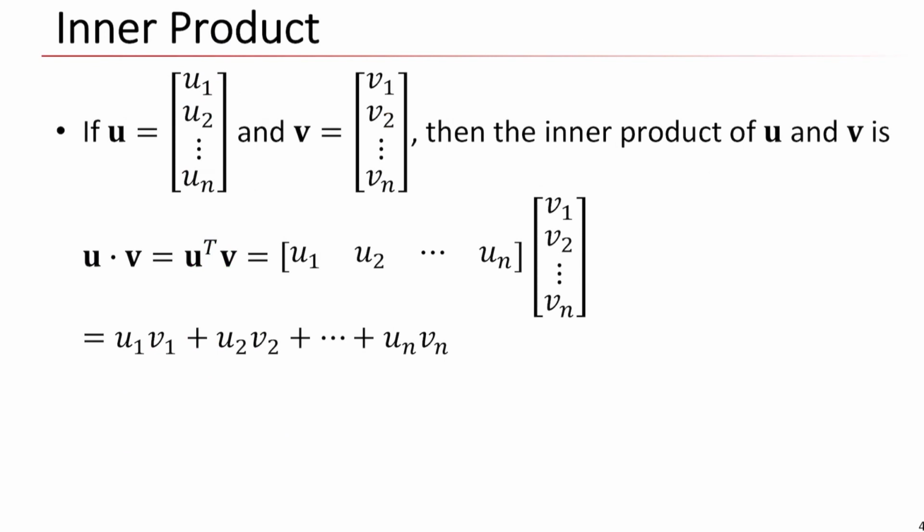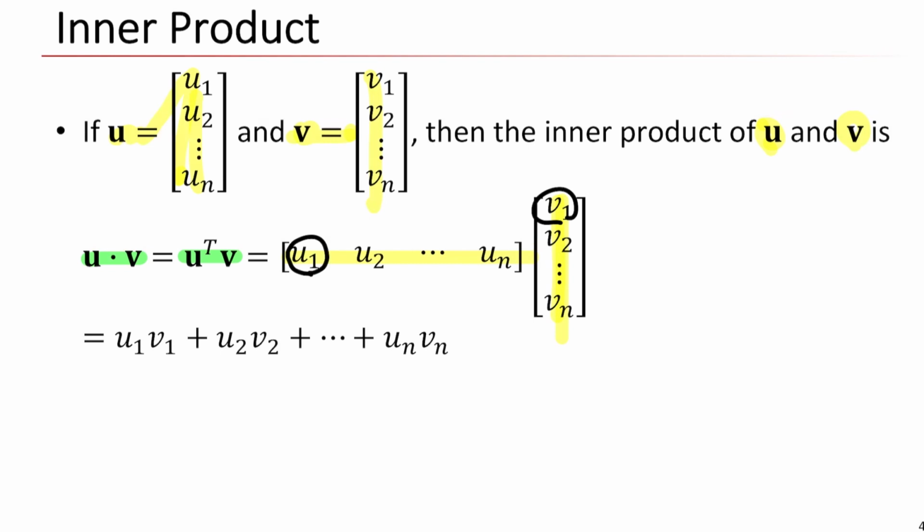Okay, so concretely, if the vector u is something like this, right? And vector v is something like this, then the inner product between u and v is u dot v, or u transpose times v. So u transpose is one row, right? And vector v, right? Then how can I compute this matrix multiplication? How can I compute?